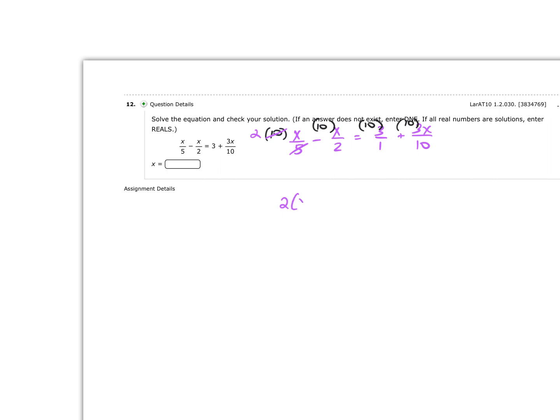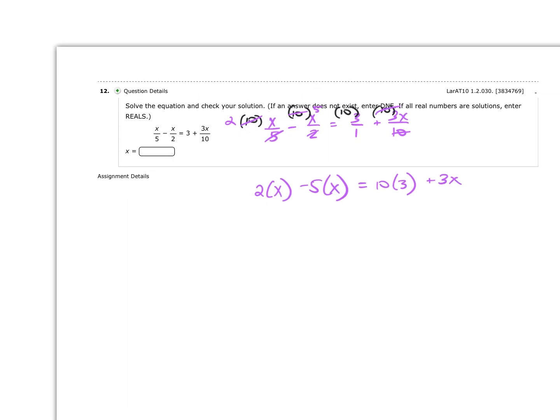So 2 times x. This one's going to leave me with a 5, so minus 5 times x equals, this one, nothing's going to cancel. It's going to be a 10 times 3. And this one, the 10 will cancel, and it'll just leave me with the 3x. And now I have the same problem. It's equivalent. I'm going to be able to solve for x, but I don't have to deal with any denominators. So 2x minus 5x equals 30 plus 3x.